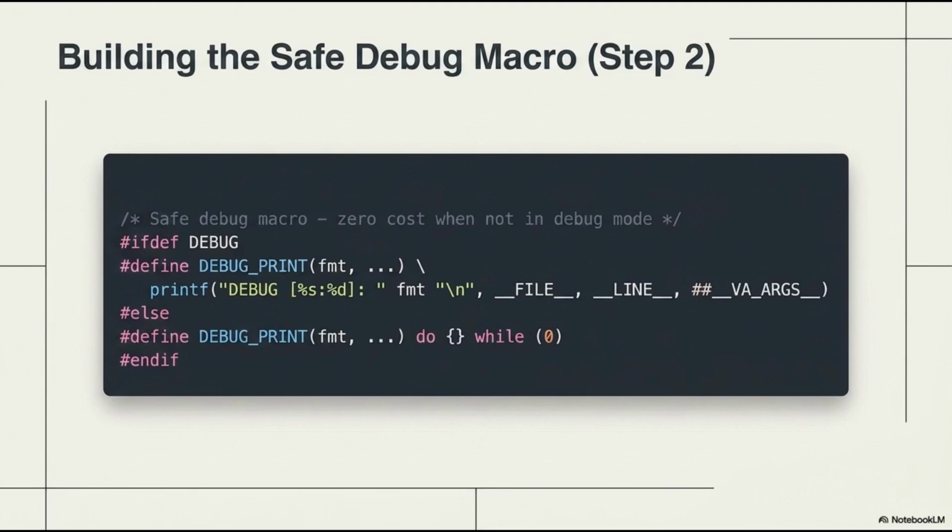Step 2. Building the safe debug macro. This right here is where we leverage that conditional compilation we were talking about earlier. We check #ifdef DEBUG. If that's true, we define DEBUG_PRINT to be a nice, sophisticated printf statement. But if it's false, meaning we hit the #else block, we define DEBUG_PRINT to be do { } while (0). Let's break down the anatomy of why this is so clever.